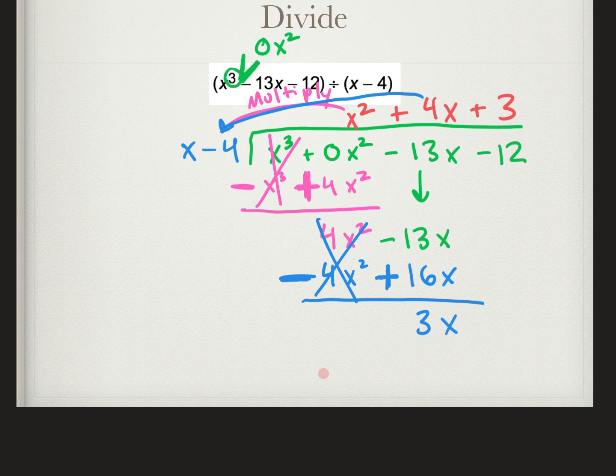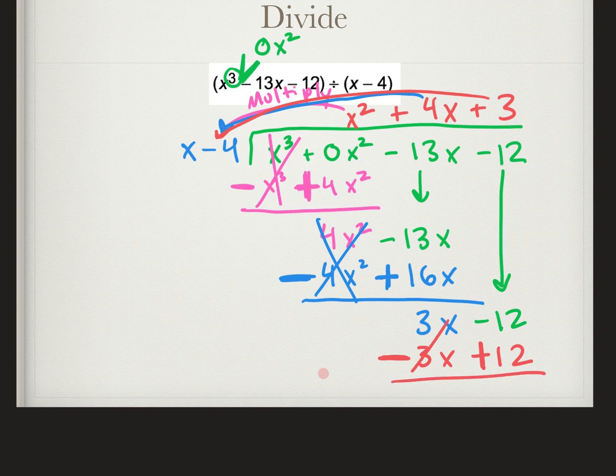So we multiply that times everything out front. So we get 3x and then negative 3x minus 12. Drop down the negative 12. Change the signs. This becomes negative. This one becomes positive. Everything cancels. And negative 12 plus 12 is 0. They cancel too.